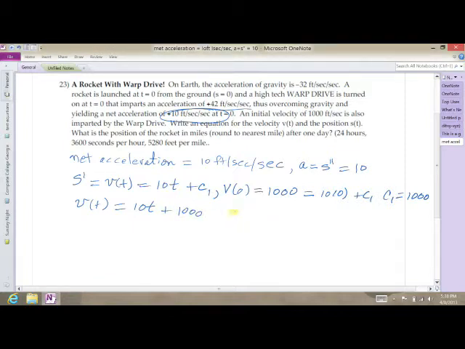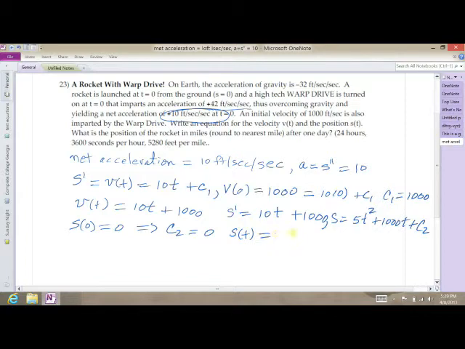And since s prime now, which is the velocity, is equal to 10t plus 1,000, we take the antiderivative again and get that the position is equal to 5t squared plus 1,000t plus C2. And since s at 0 is given as being on the ground, s of 0 is equal to 0, this implies that C2 is equal to 0. So our position equation is s of t equals 5t squared plus 1,000t.